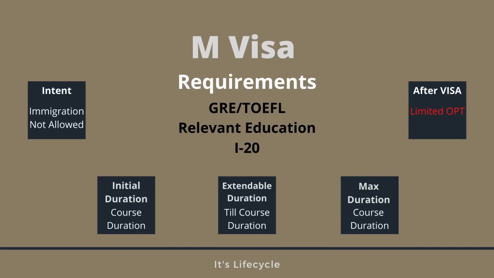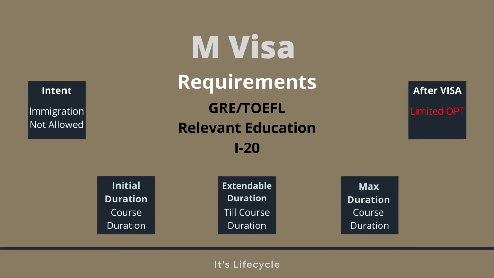Just like the F1 visa, the duration of the visa depends on the course duration, and the student should prove that his intent is not to settle down in the US after the program. GRE and TOEFL might or might not be necessary for the M1 visa. It depends on the organization or the university offering the course. And just like F1, even M1 needs the I-20 before applying for the visa.